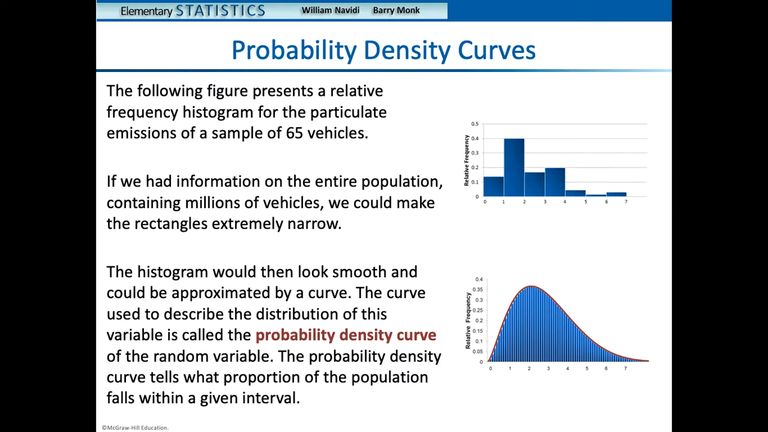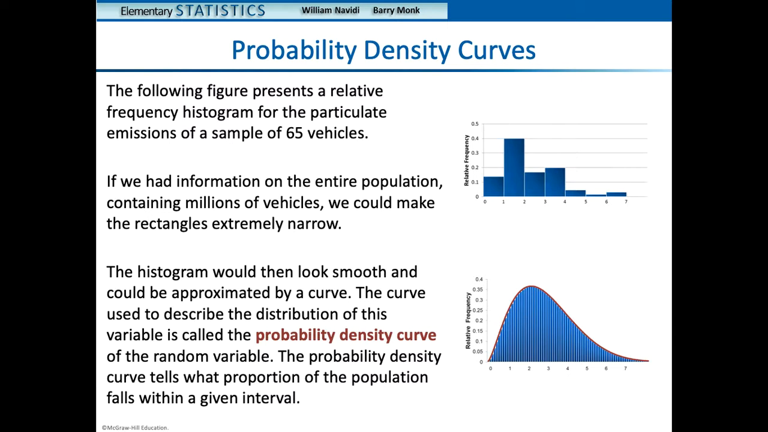So the curve here that's used to describe the distribution of this variable, we refer to that as the probability density curve of the random variable. Okay? So any population can have a probability density curve. Typically, a histogram is based off of a sample, and a histogram can give us a rough idea of what shape the density curve is, right? But the density curve itself would be the shape that you would observe if you were able to create a histogram from the entire population, okay?